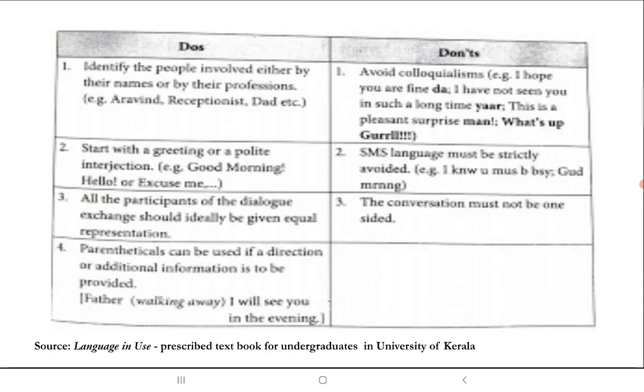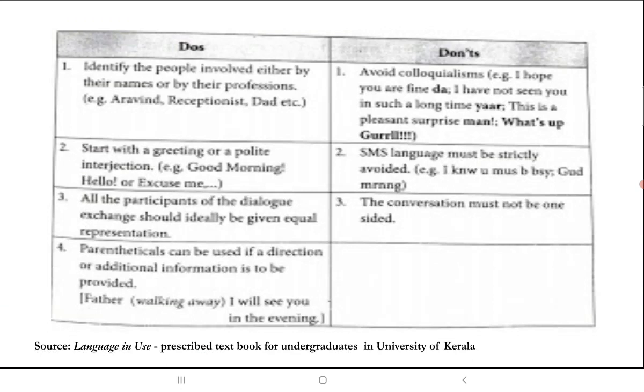Now, let us look into which are the do's and don'ts when you write a dialogue. Now first let us look into the do's. Identify the people involved either by their names or by their profession. For example, Aravind, receptionist, dad, etc. Sometimes there is a tendency in the exam papers to address people as A, B, C, etc. Avoid that. Use their names, Aravind, receptionist, dad, or call them by their professions. Then start with a greeting or a polite interjection like good morning, hello, excuse me, whatever. That gives a kind of proper opening to that conversation.